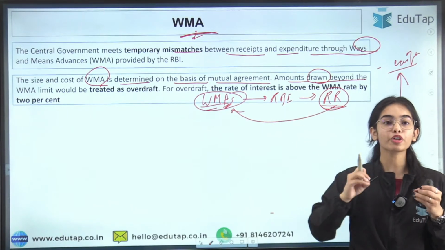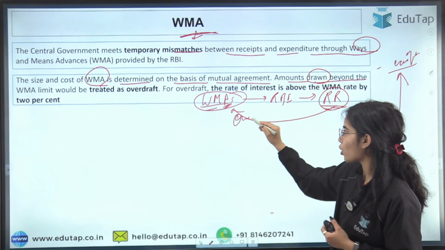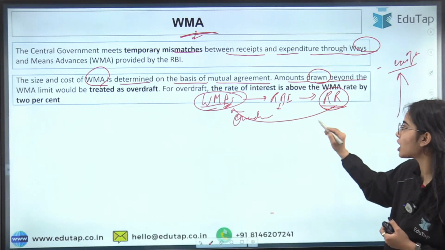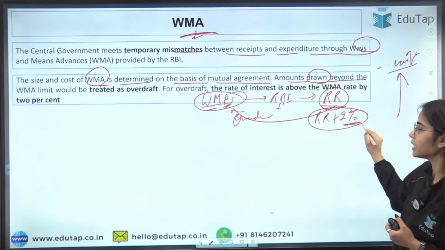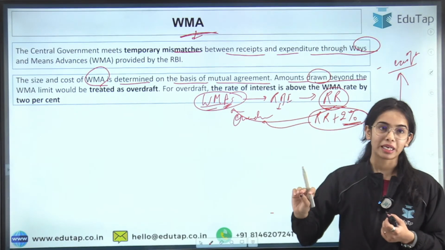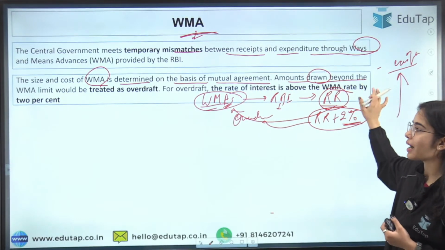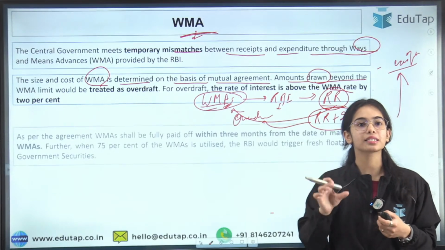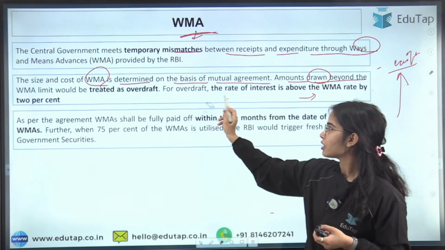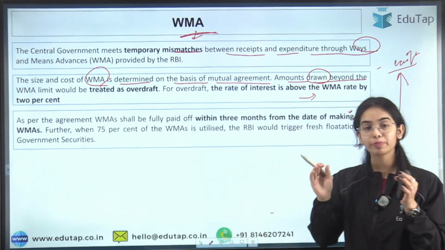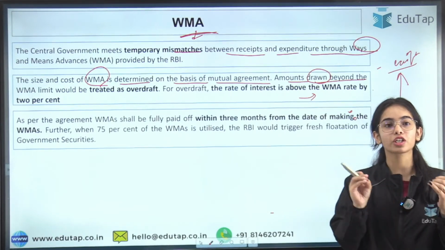But if the Government of India is doing an overdraft, taking extra money, then on the overdraft the Reserve Bank of India charges the repo rate plus 2%. So there is an extra 2% charged on the overdraft money. For overdraft, the rate of interest is above the WMA rate by 2%, and the WMA rate is the repo rate. So this is the idea of the WMA. It is provided for a short period of time to meet the temporary mismatches between the receipts and the expenditure of the Government of India.